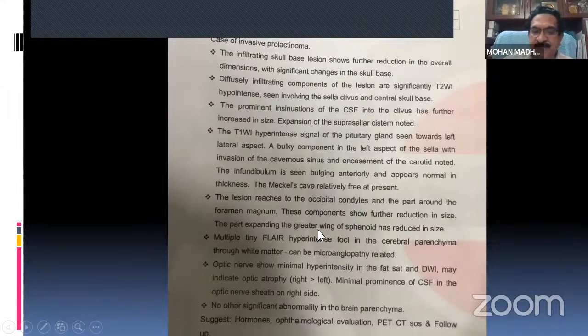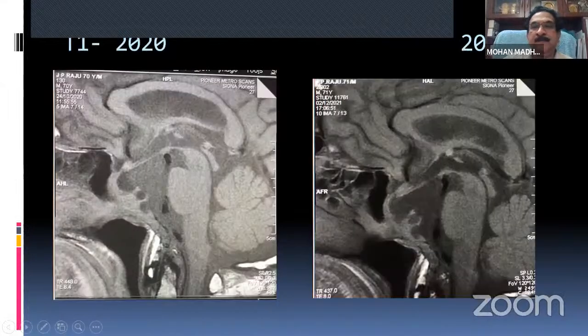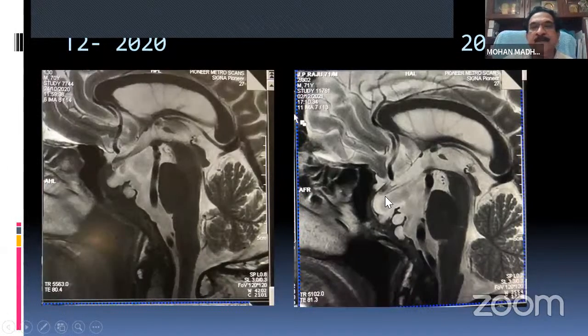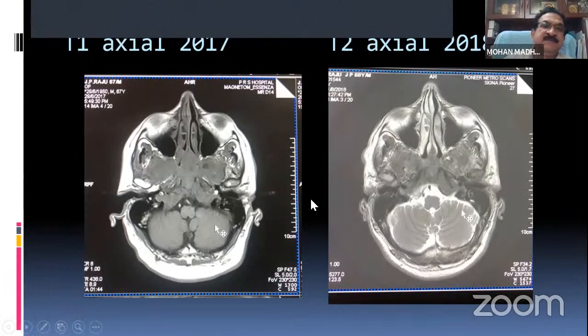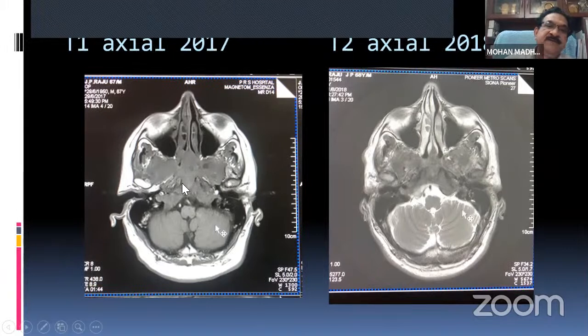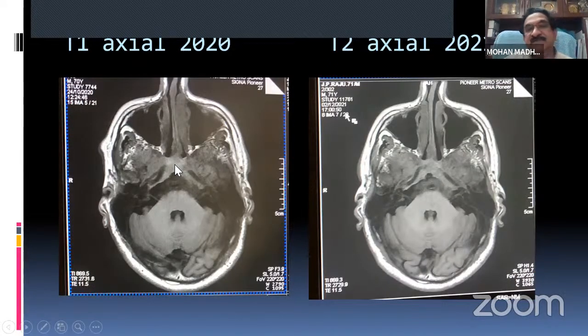And this is a subsequent report, again showing further reduction of the mass. This is 2020, this is 2021. Not much change except the CSF space has increased. The lesion has become much shrunken. And this is the first 2017 axial cut showing the extent of the mass from the ethmoid region, sphenoid sinus, middle part of the temporal fossa, clivus, and these are all the extensive mass. This is 2018, the corresponding mass, not much of a change. 2020, that mass has decreased in size.